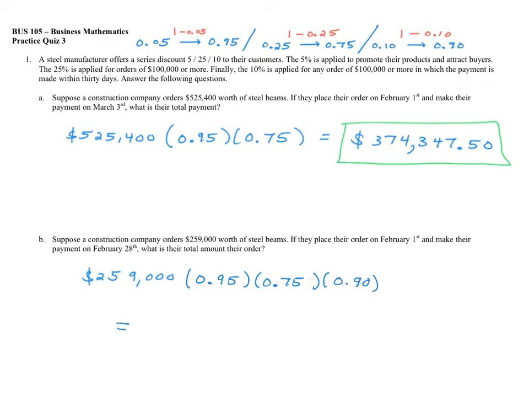So again, going to the calculator, we take 259,000 and multiply it by the 3 decimals. The value I get is 166,083.75. So this will be the amount that this construction company pays.